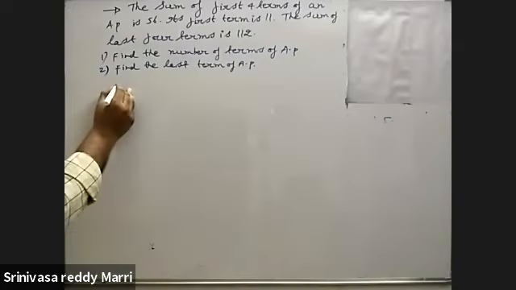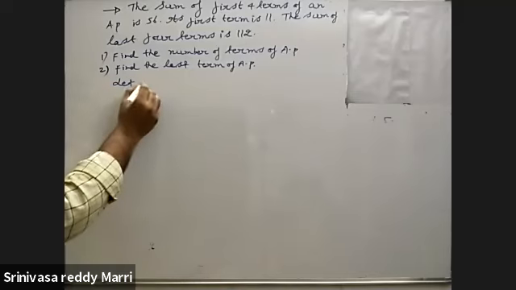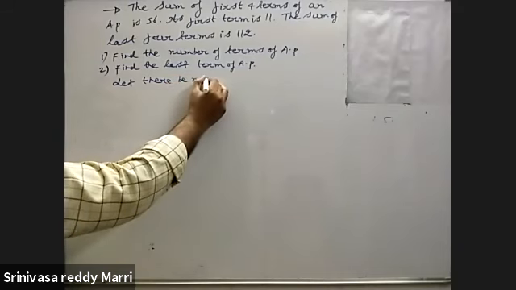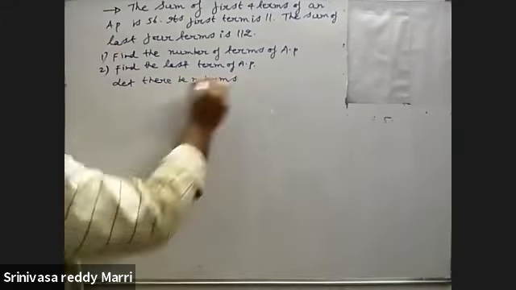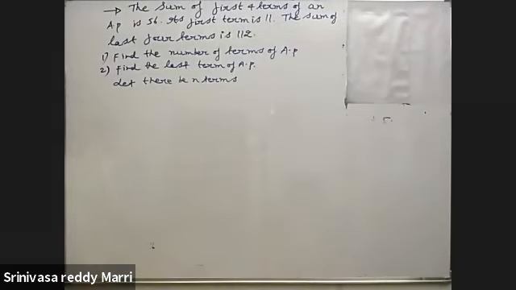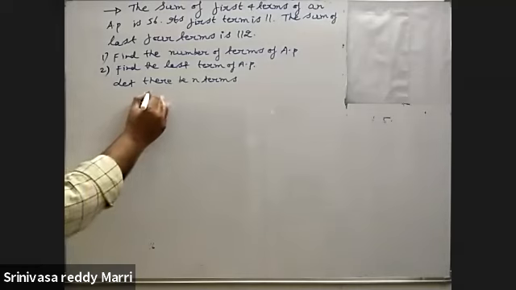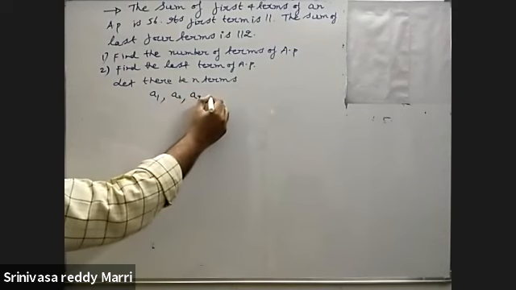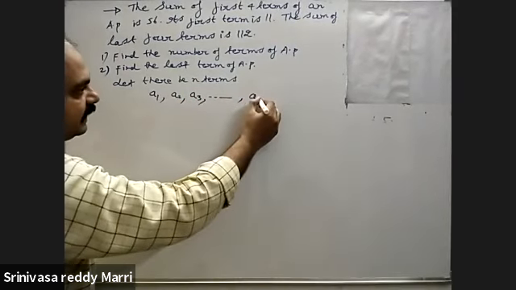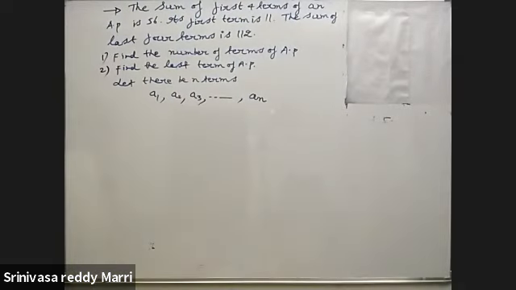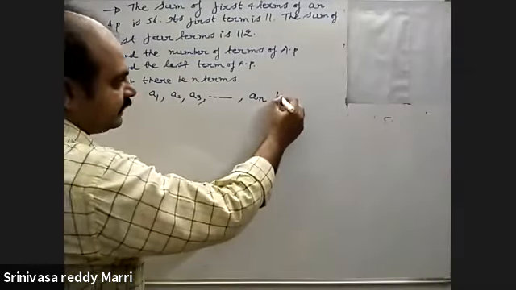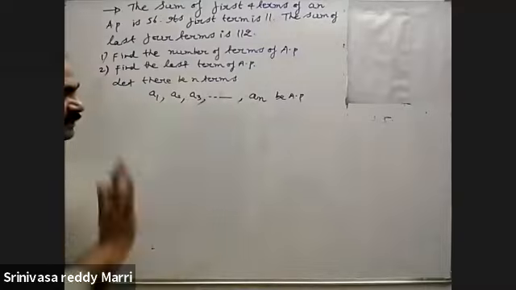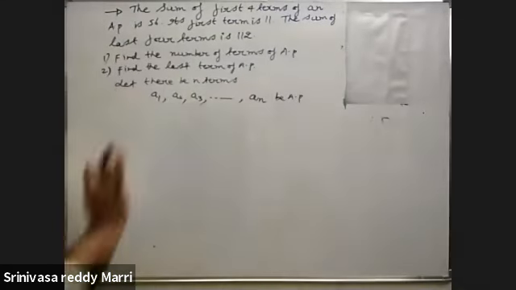So look at, let there be n terms. First we will assume that the number of terms in the AP is n. Take the terms like this: A1, A2, A3, and so on, An. Suppose there are n terms in the AP, let us say these are the n terms.